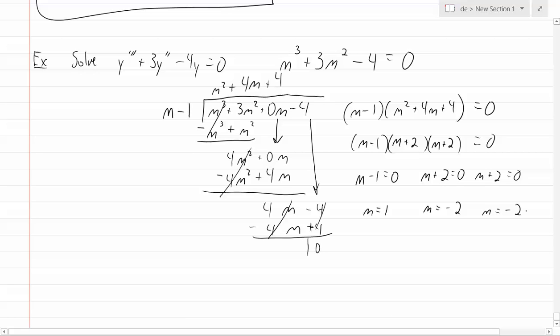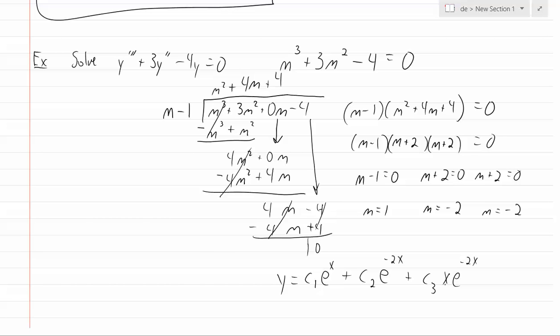So how would I write? We want to use the same logic as we did when we wrote a solution with repeated answers with a second order. We have y equals c sub 1, and since this is m equals 1, that's going to be e to the 1x plus c sub 2 e to the negative 2x. And then the repeated answer I have to put plus c sub 3 x e to the negative 2x. If there would have been another one of those, I would put plus c sub 4 x squared e to the negative 2x. Just keep putting an x there with each additional time that the answer is repeated.